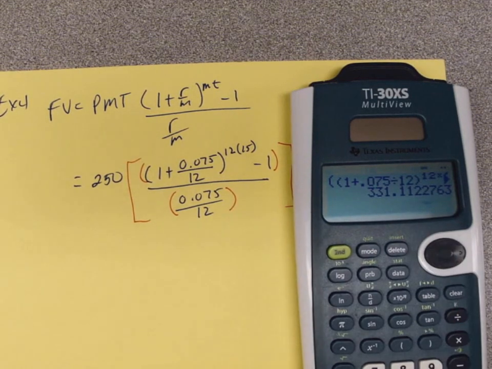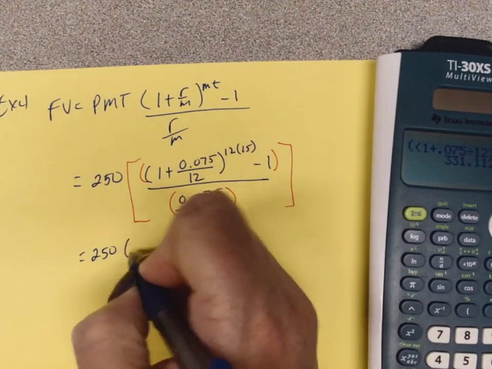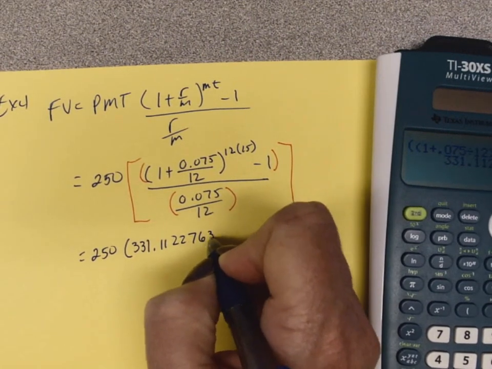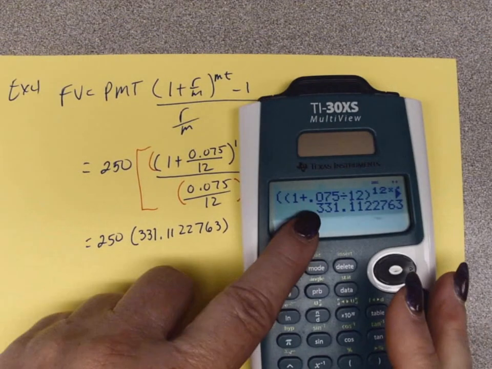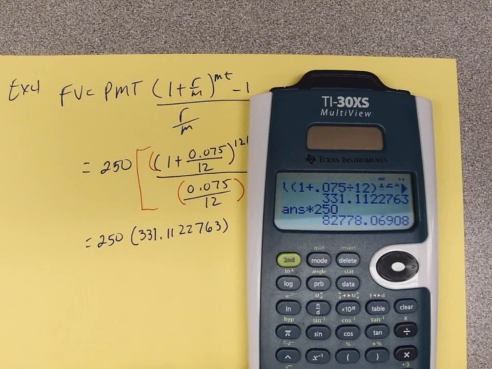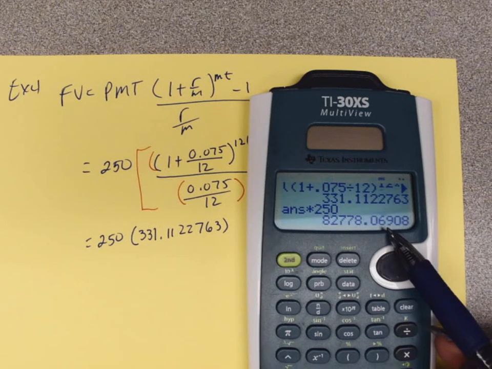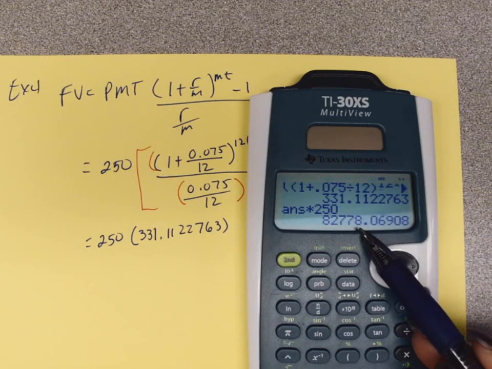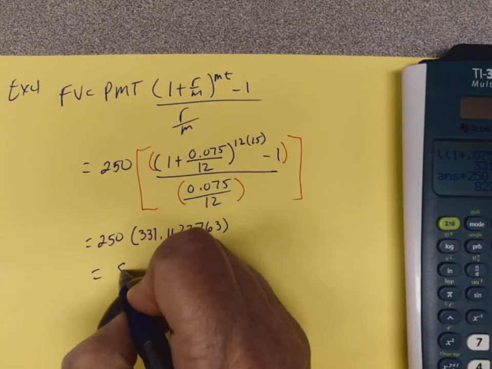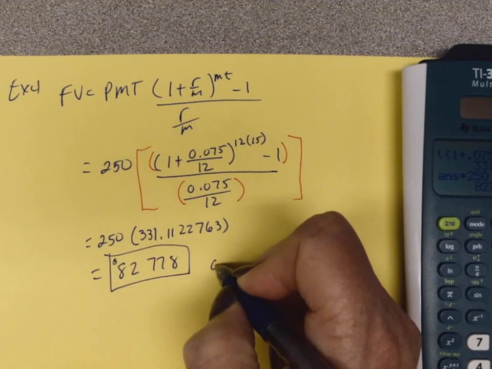All right, so I'm going to write that number down so that as you're working it, you know if you got the right number. 250, and then we have 331.1122763. Notice I never round that number. I just take that and I multiply by the 250. We need to go to the nearest dollar again. So it's 0.06. So we're just going to leave it at 8 for the dollars. We're not going to round up to 9. So this will equal 82,778. That is the amount in the account.